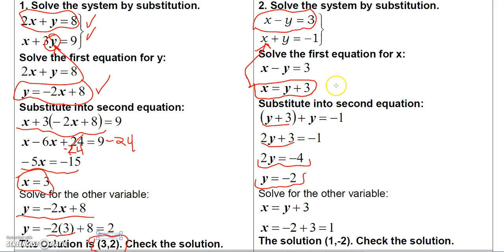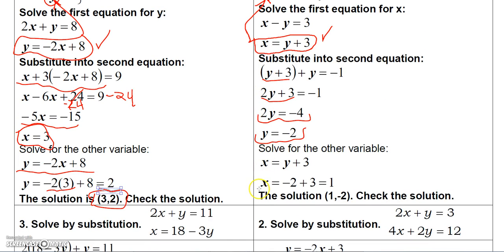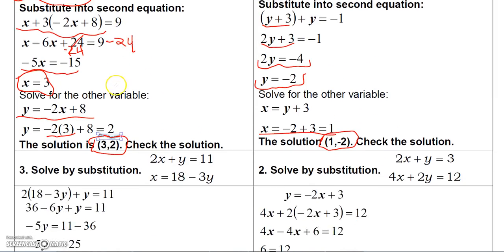And then again, I can go back up here and plug into this equation the y value that I got, which is negative 2. And I'll get x equals negative 2 plus 3, which is 1. So the solution is the point 1, negative 2. And of course, you can check these solutions.